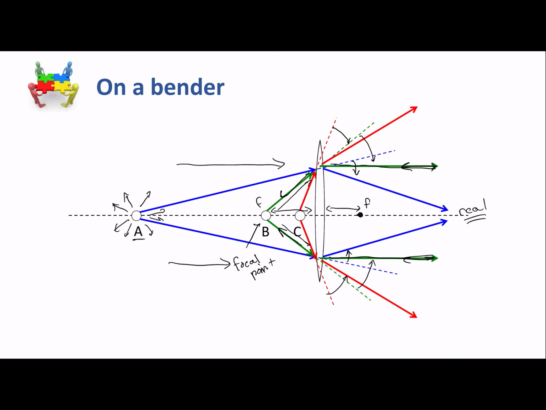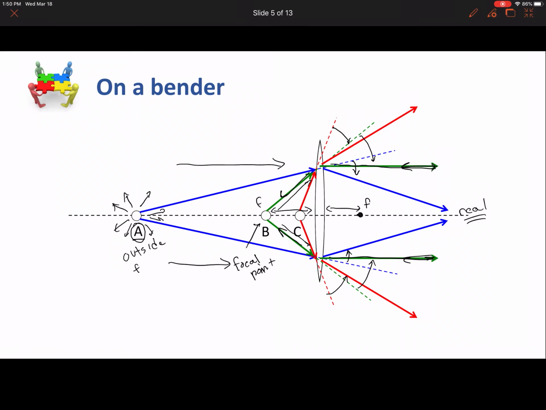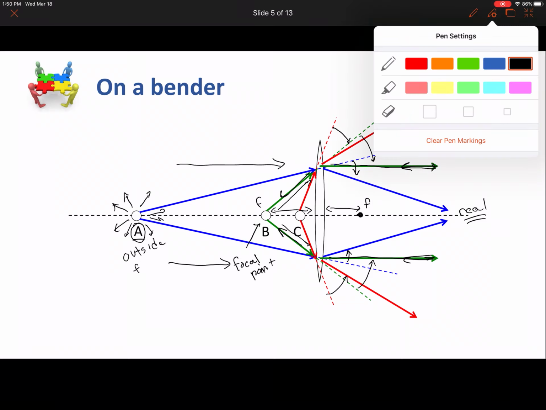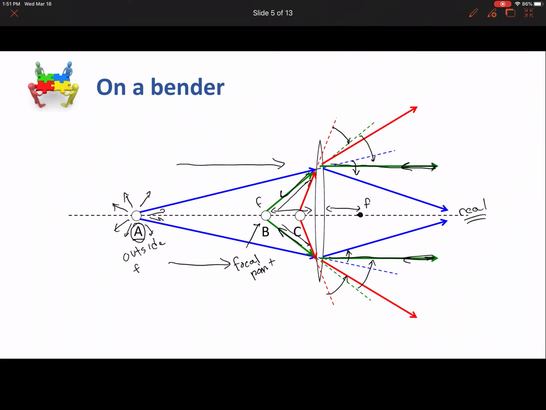Now, what this shows us is a kind of sequence of events. We have an object at point A, which is outside the focal point of the lens. That will get us real images. If we have an object far enough away, the lens is able to bend rays enough to reconverge those rays on the far side of the lens and create a real image.